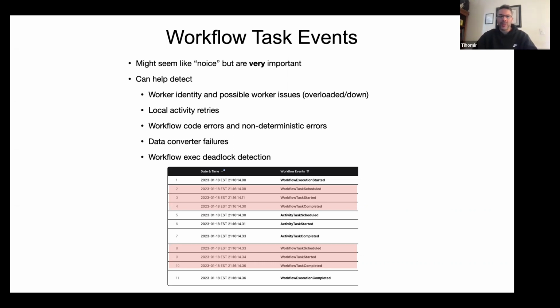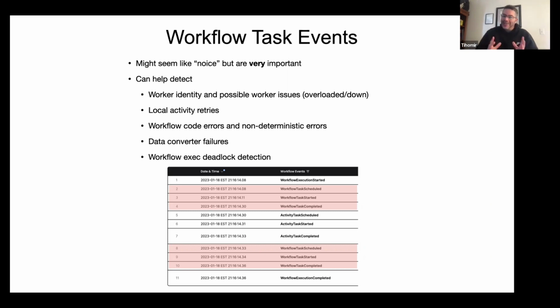It can help you, for example, with seeing that one of your local activities is retrying. The workflow task failed event can help you determine, hey, why is my workflow stuck on, let's say, some sort of workflow error, that business level error, or even non-deterministic types of issues. It can show even data converter failure. As your payloads are going from the server to being delivered to your workers, for certain new events, they do go through your data converters, and you can detect possible issues there, as well as something called workflow execution deadlock detection, which manifests itself as a possible failure of workflow tasks.